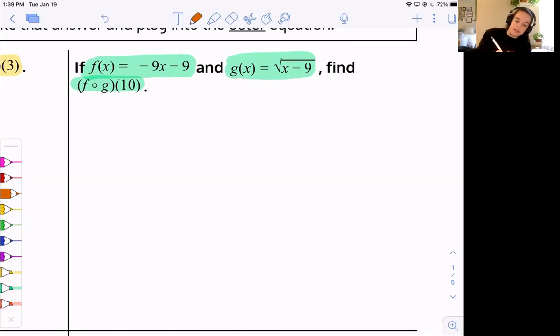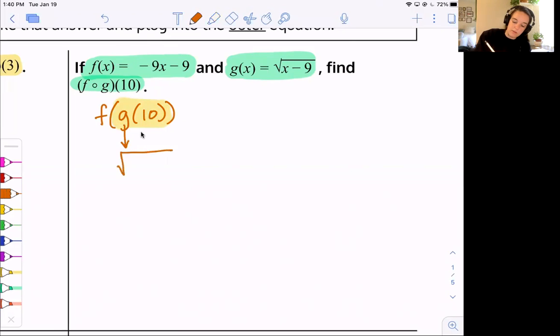So I have f of g of 10. Which function am I going to start with first? What letter, f or g, is in the inside parentheses? Yeah, thank you, Mia. I'm going to start with my g function, right? Start with the inside one first. So I'm going to start with g.